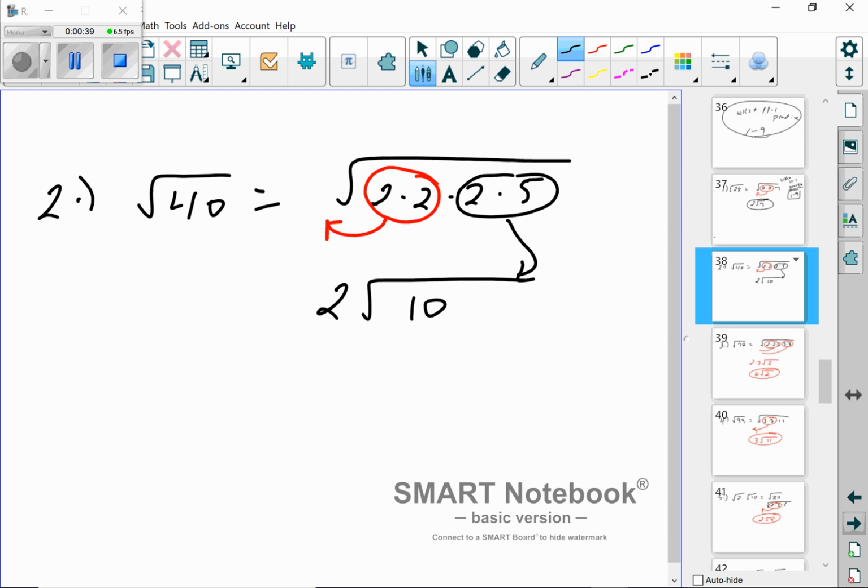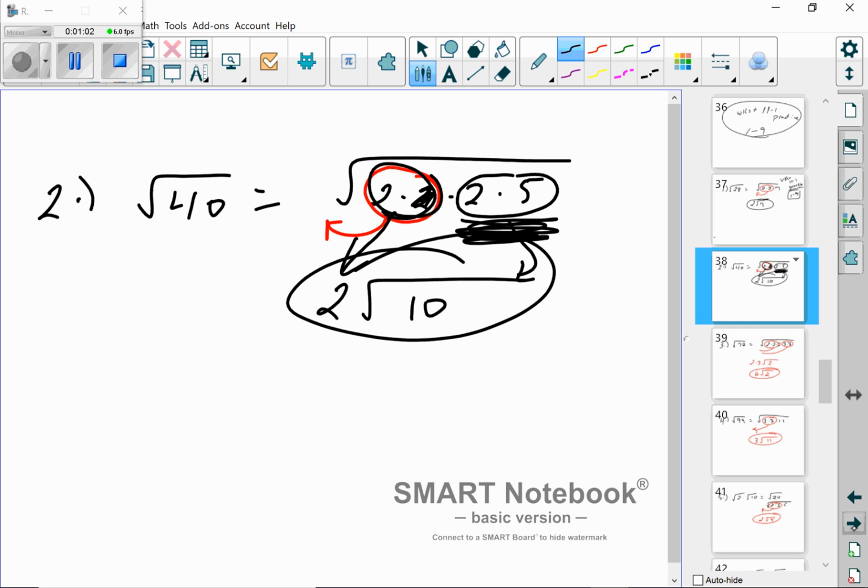Number 2, 40, factor tree. 2 times 2 times 2 times 5. There's one pair of 2's. That 2 comes out. Remember, one number: if you have a pair, one of those numbers comes out, the other one goes away. So one of the 2's comes out. What's left behind here is 2 and 5. So 2 times 5 goes back together to make 10 under the radical sign. So 2 square root of 10 is our answer.